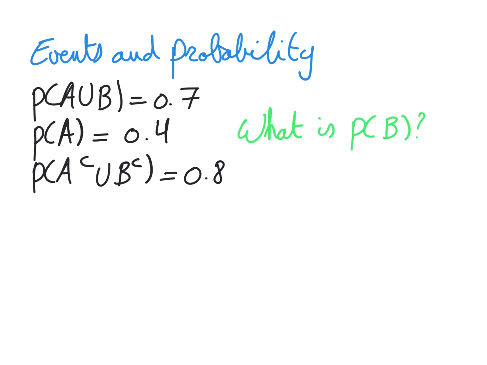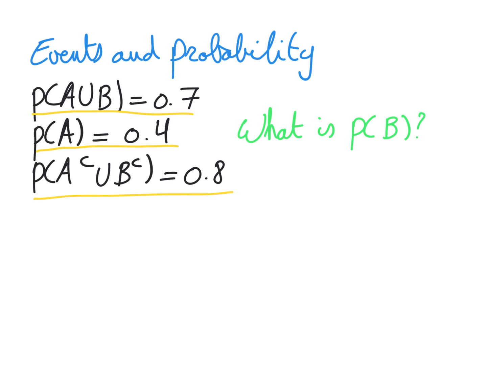We know that we have two events, A and B, and we know that the probability of A union B is 0.7. We know that the probability of A is 0.4, and the probability of the union of A complement and B complement is 0.8. And what we now want to obtain is, what is the probability of the event B? Now, let's see how we can determine that.